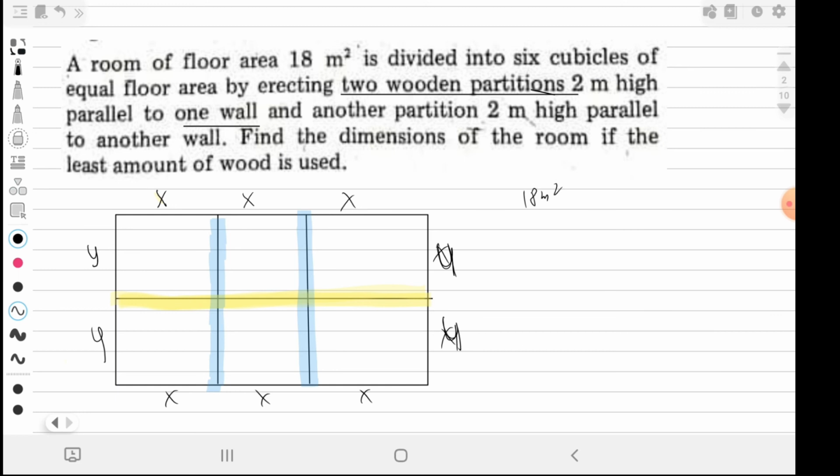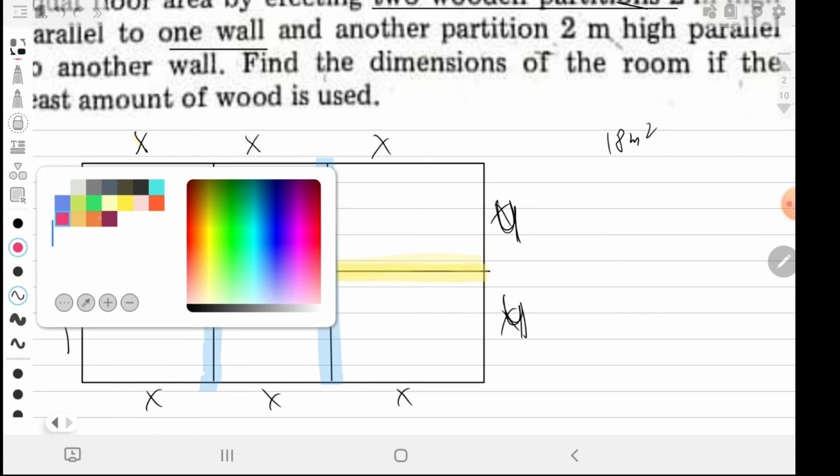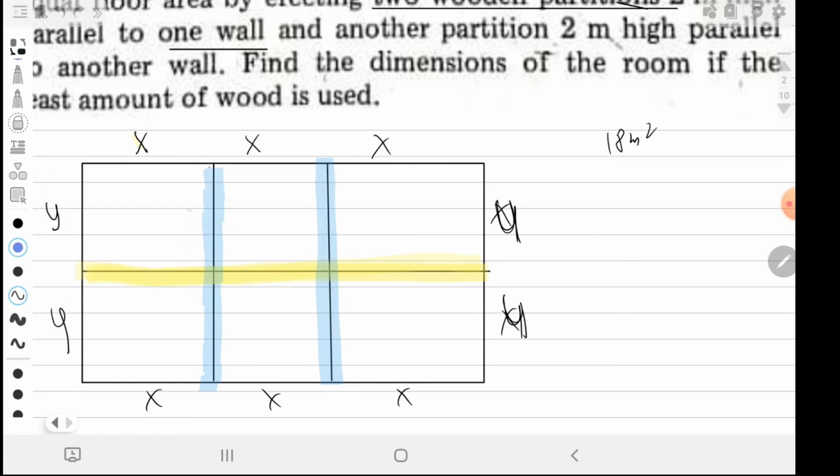So now, what we will do is count the amount of wood inside. There are 3. So we partition it based on its length. Take note that this is parallel to y. So therefore, this is y. Another y. Let me color it blue too. This is y.